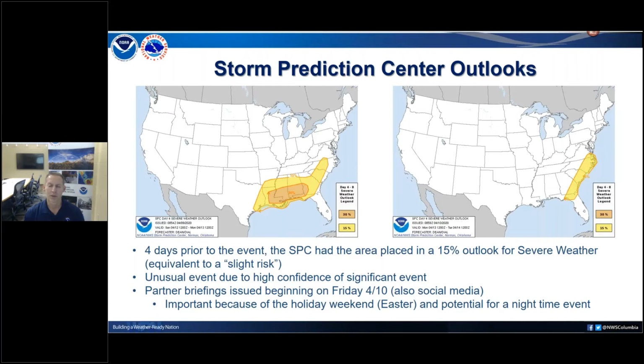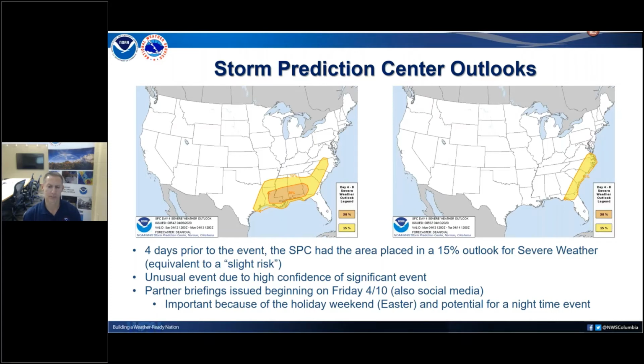And this is maybe a little more equivalent to what you think of when you look at the day 1, 2, and 3 outlooks of a slight risk. It's pretty unusual that we'll get something outlooked in our area that far in advance. Usually that's reserved for the Central Plains where you have more tornadoes in general, but it was an unusual event due to the high confidence that something was going to happen. So they went ahead and outlooked us in that risk category.